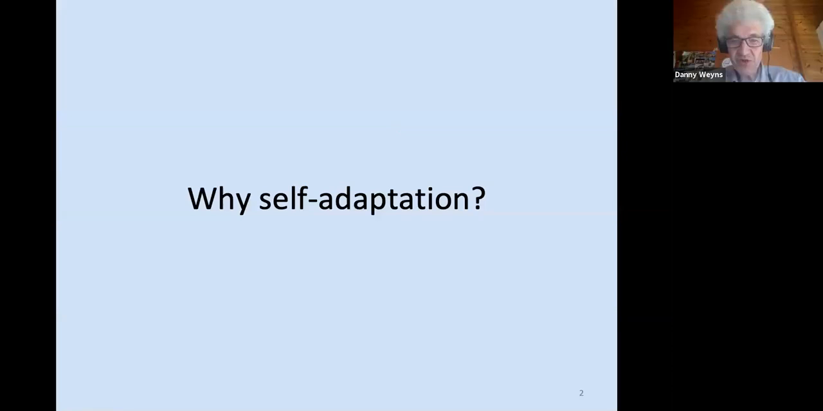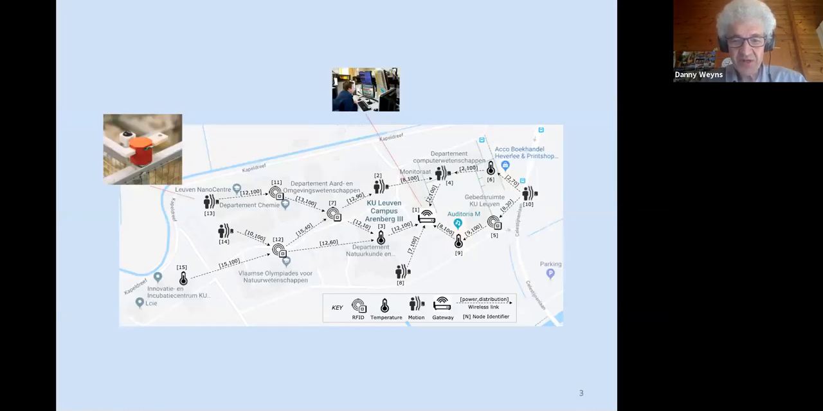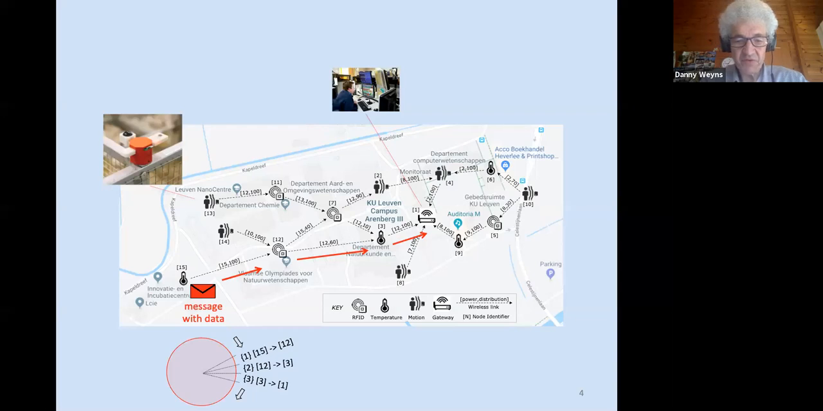So let me start then with the why part. Why self-adaptation? I use this IoT application that we built at the campus in Leuven. You see here a set of nodes that are collecting data in the environment, and they send that to a gateway, a central facility where people can collect the data and then take action when needed. Now the data is sent in a multi-hop fashion. That means that the nodes get time fractions when they can send their data from one to the other.